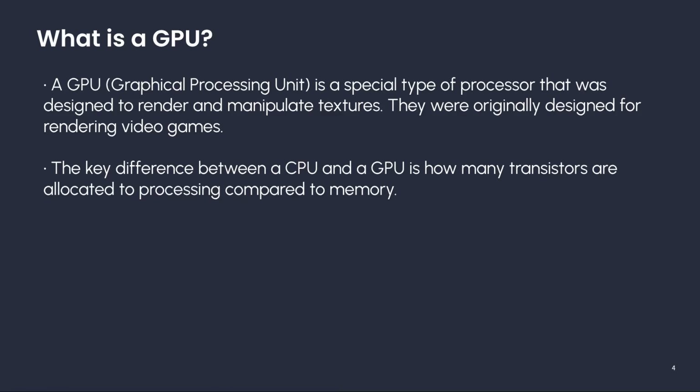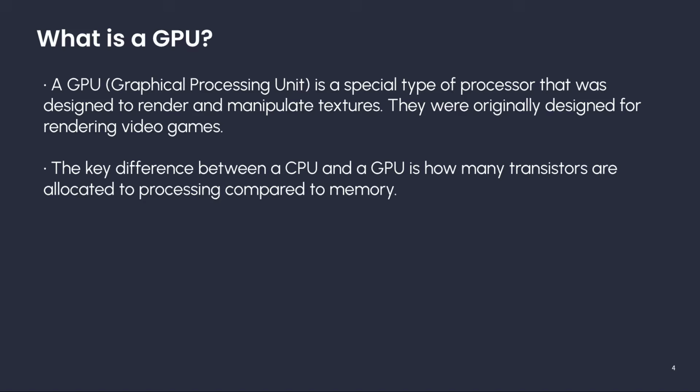So let's see. So what is a GPU? This is the most prominent question. So GPU is graphical processing unit, a special type of processor that was designed to render and manipulate textures, originally designed for rendering games and other operations that require highly parallelized operations. So games, machine learning. So where CPU falls short, GPU fills that position.